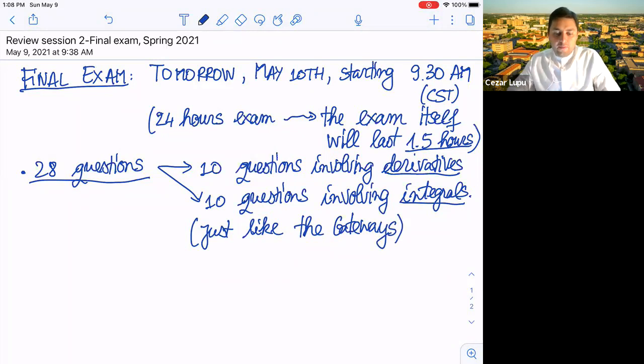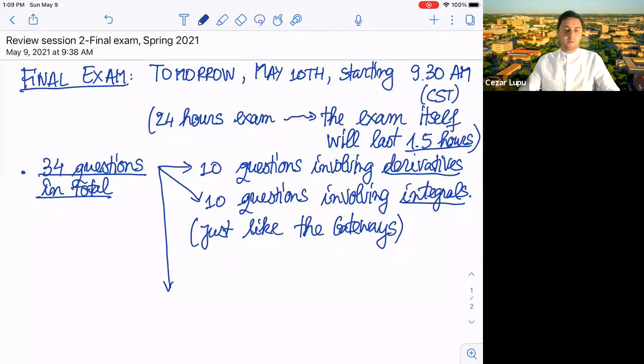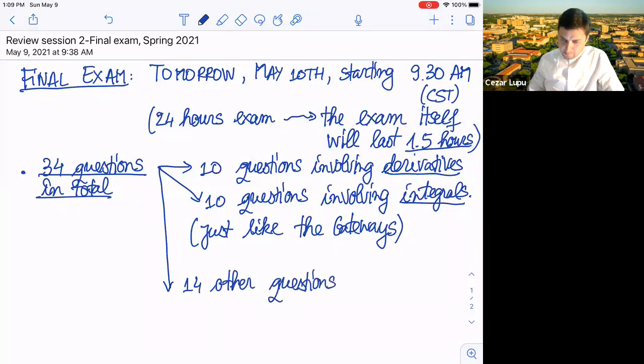And there will be 14 and two questions. So there will be 14, 20. Wait a second. There will not be 28 questions, I think there will be more than that. There will be 34 questions. Sorry about that. There will be 14 other questions, so 34 questions in total. That's important to know. Among these 34 questions, there will be 14 other questions.